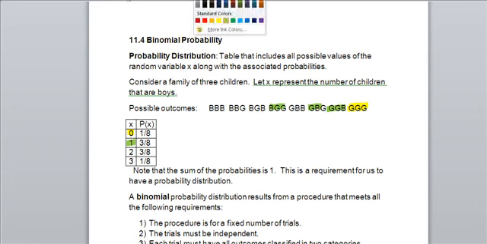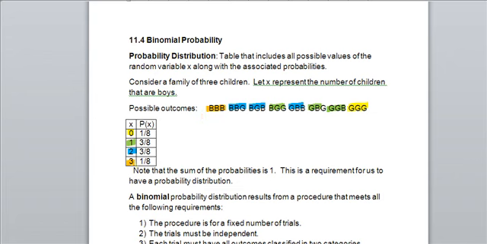It's possible to have 2 boys, and we see we have 3 cases with 2 boys. And then finally it's possible to have 3 boys, and we have 1 case of that. So since there are 8 possibilities, we have 1 case where it's possible to have 0 boys, 1 out of 8, 3 out of the 8 we can get 1 boy, 3 out of the 8 gives us 2 boys, and 1 out of the 8 gives us the 3 boys.